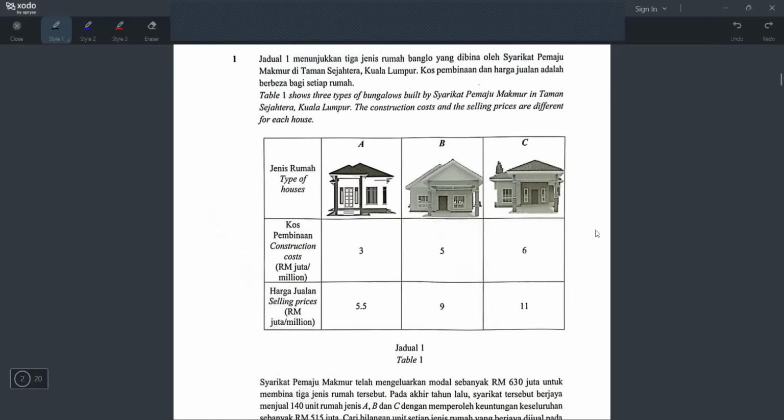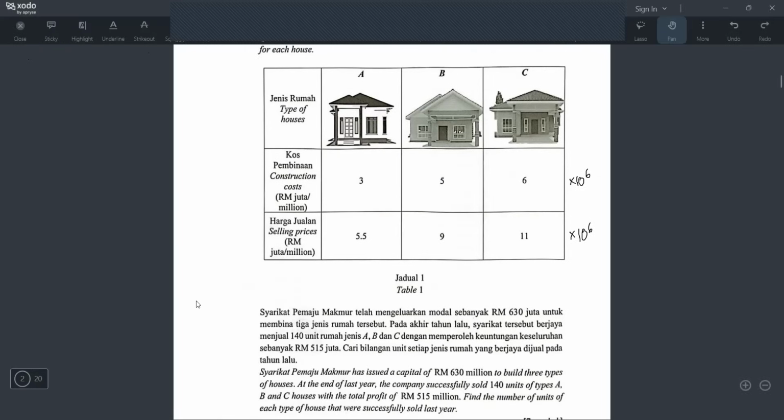Okay, what is million? Million means times 10 power 6. It means you have to move the decimal point to the right 6 times. So for example, there's no decimal point here, means the point is here. You have to move 1, 2, 3, 4, 5, 6. So it will be 3 and then 6 zeros. So these are all in millions. And the selling price is also in millions, so this should also be times 10 power 6. So remember that million means times 10 power 6. Okay, so these are the cost and the selling price.